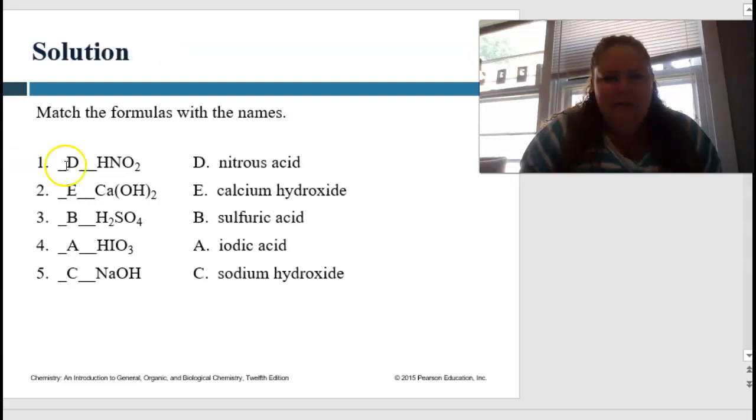So how do we do? This one is going to be nitrous acid, because we have the nitrous and then the acid, the H is in the front. This is calcium hydroxide. Then when the H is in the front, it's sulfuric acid, iodic acid, and then sodium hydroxide.